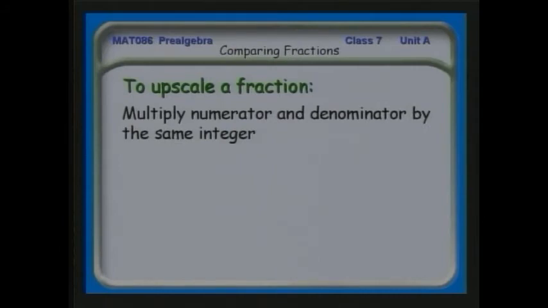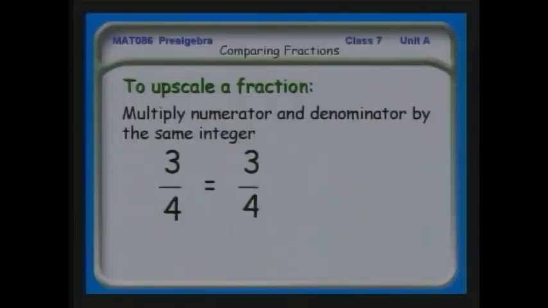Let's talk about upscaling a fraction. Suppose we want to take 3/4 and split that into not 4 pieces but 8 pieces, but keep those ratios the same, so that instead of if I have 3 people, I can give them each a quarter. Suppose instead I want to give them 2/8. Basically, here's what we want to do.